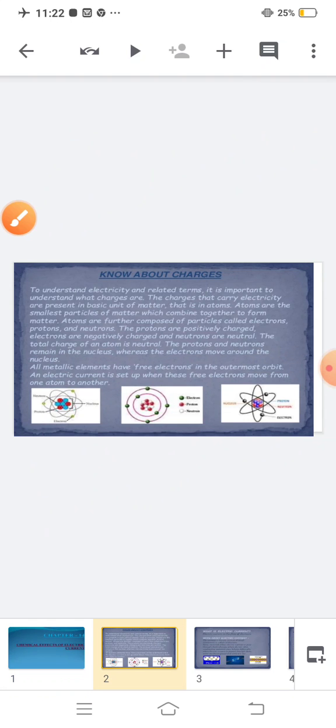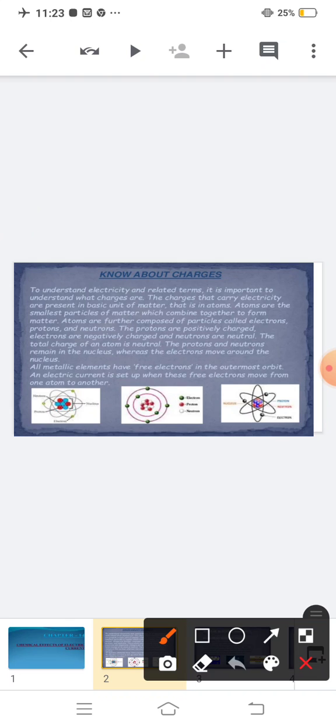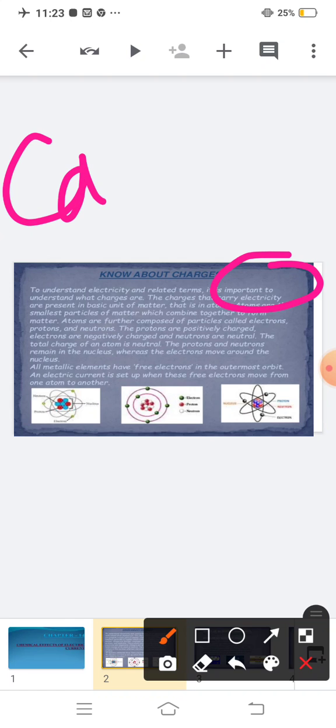So before starting this chapter today, I would like to tell you about charges. So first we will understand what charges are. To understand electricity and related terms, it is important to understand what charges are. The charges that carry electricity are present in a basic unit of matter. Basically, charges are what carry electricity.